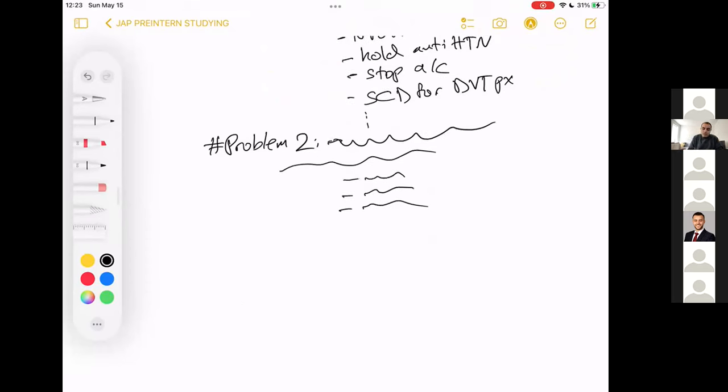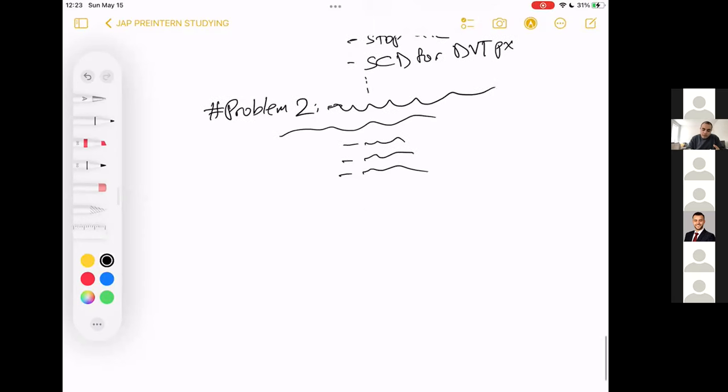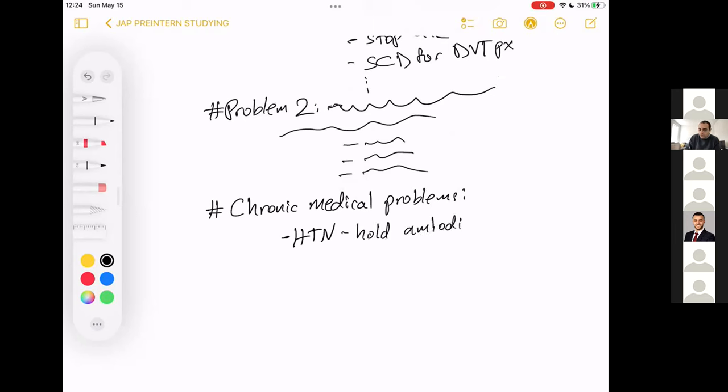Once you're done with all the problems, number one, two, three, whatever is active in the patient, then you write the chronic medical problems. So what's the chronic medical problem for this patient? For example, hypertension. Then you say what you're doing with it: I'm holding his amlodipine, for example. Patient has BPH. A lot of people have benign prostatic hyperplasia and are on tamsulosin or finasteride. Continue finasteride because it doesn't really cause any problems.